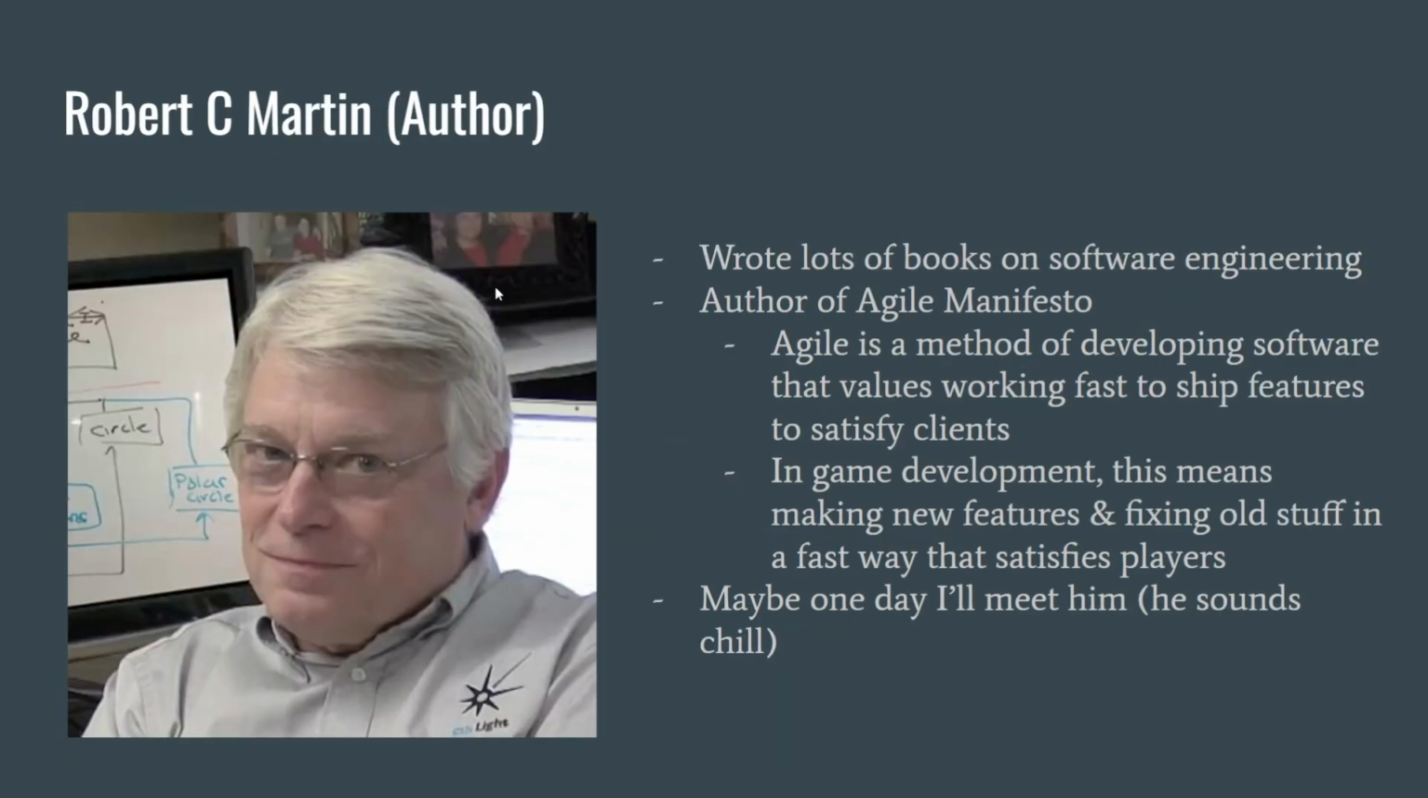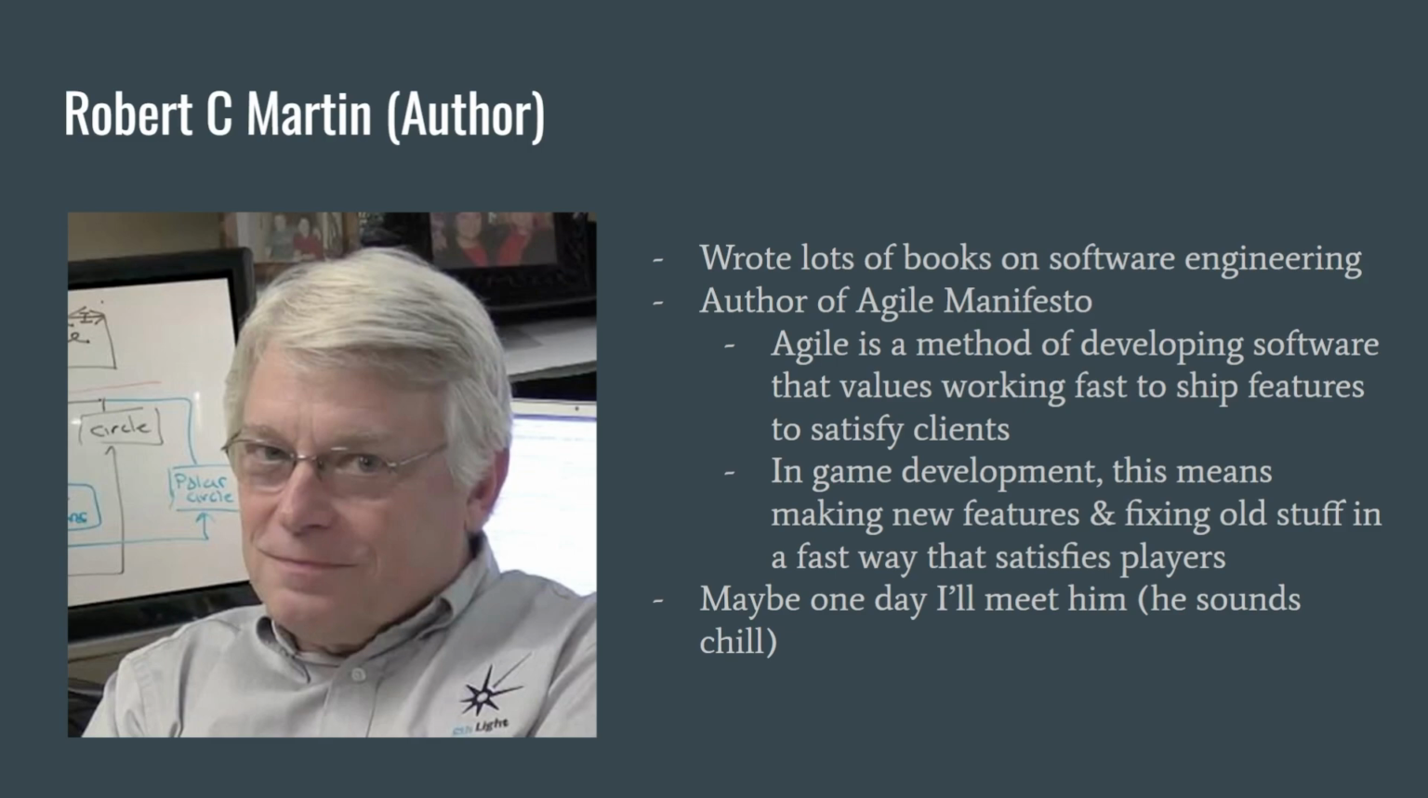And here's the man himself, Robert C. Martin. This guy's the guy that wrote the book. And a little bit of background on this guy is he wrote a bunch of books on software engineering. He's the author of the Agile Manifesto. And what Agile basically is, is a method where you develop software rapidly and you're working really, really fast to ship features to satisfy clients.